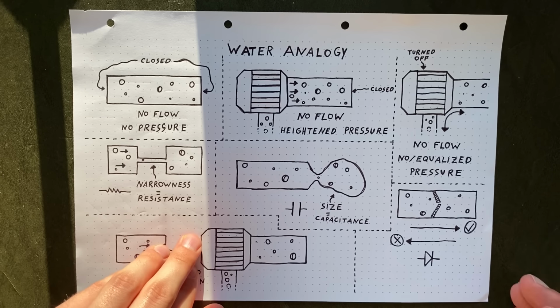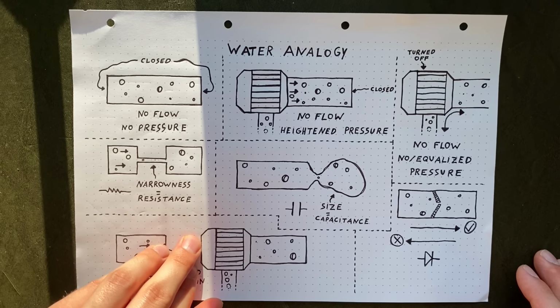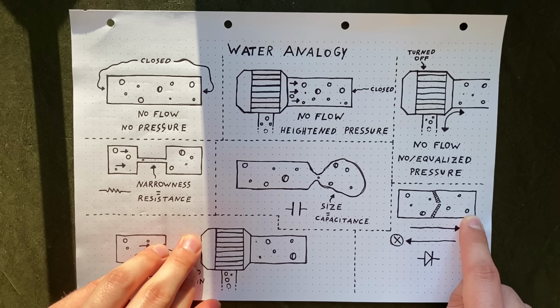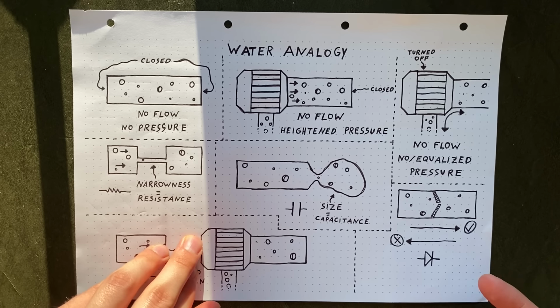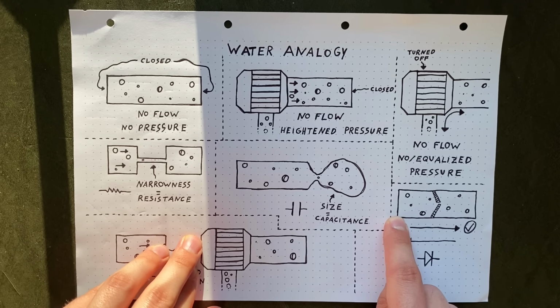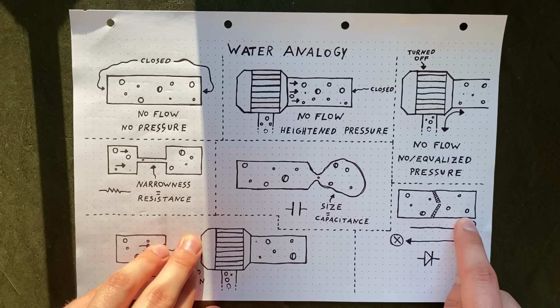Diodes are basically like one-way valves. Water can only pass through in one direction. That direction is indicated by the arrow in the diode symbol. So any water trying to move in this direction is blocked. It can only go from here to here.